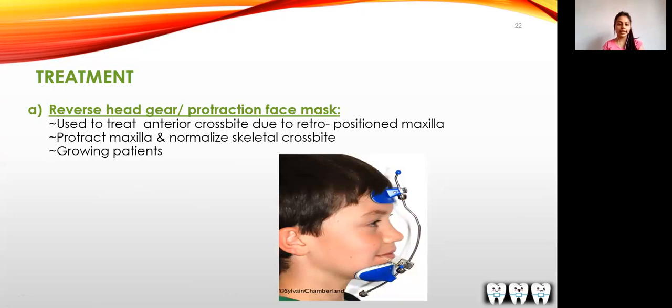First is the reverse pull headgear or the protraction face mask. It is used to treat the anterior crossbite due to a retroposed maxilla. It will protract the maxilla and normalize the skeletal crossbite. It consists of a forehead cap, chin cap, elastics, and an intraoral appliance. The elastic will provide the forward traction force to the maxillary arch, and it will also cause forward and downward movement of the maxilla.